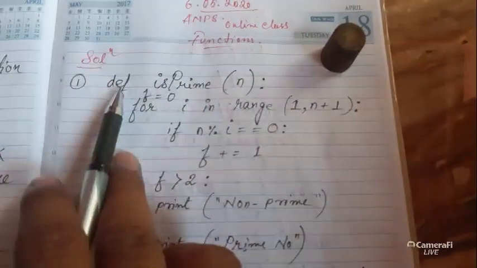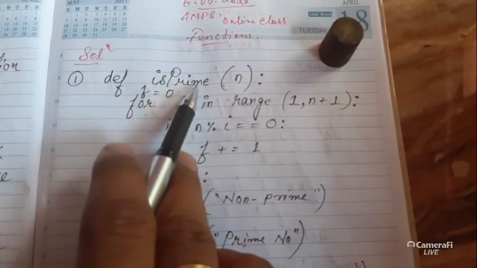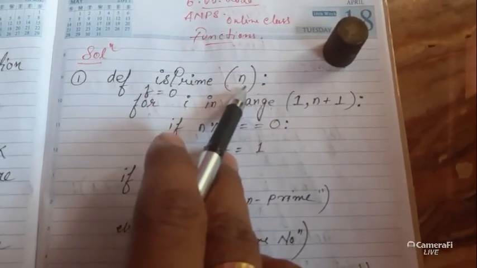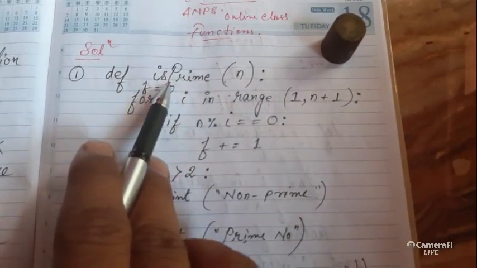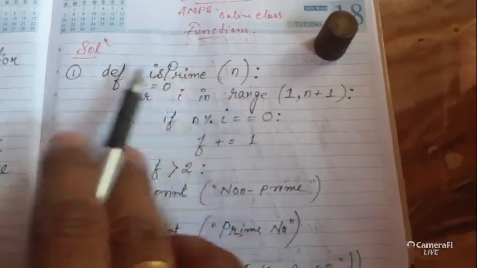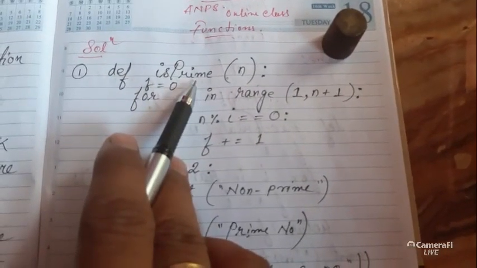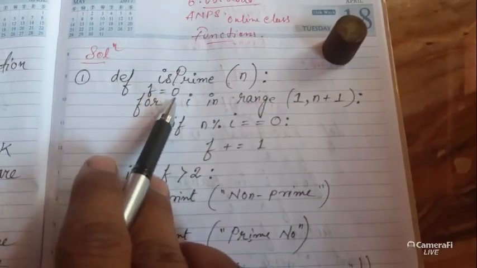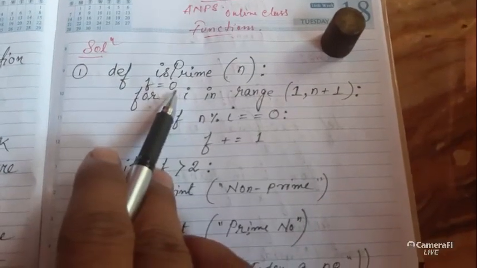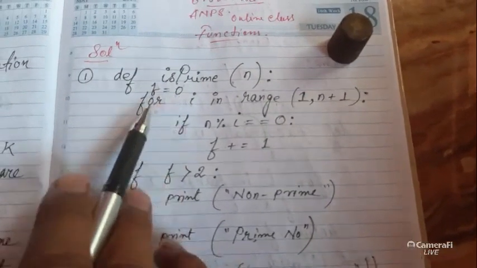Let's see. def is_prime, and within brackets I have written n. is_prime is the name that I have given here. Now f = 0. Here f is just a variable, one variable I have taken.